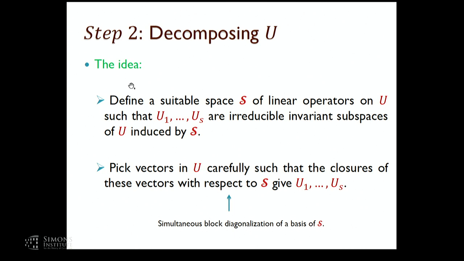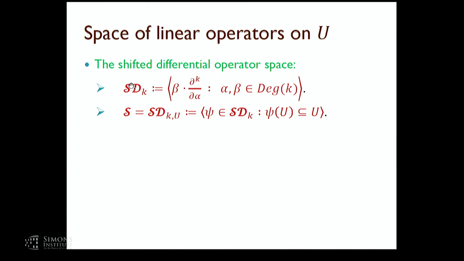You can, of course, view this as a simultaneous block diagonalization step. Okay, so the choice of the space of derivatives is the following. You consider all kth order derivatives, multiply them by kth degree monomials, go over all possible choices of alpha and beta, and look at the space spanned by them over F. That's the set of shifted differential operators, and S is a subset of them, or a subspace of this space, consisting of only those operators or shifted differentials that map U to U. Yeah, so that's the definition of S, right?